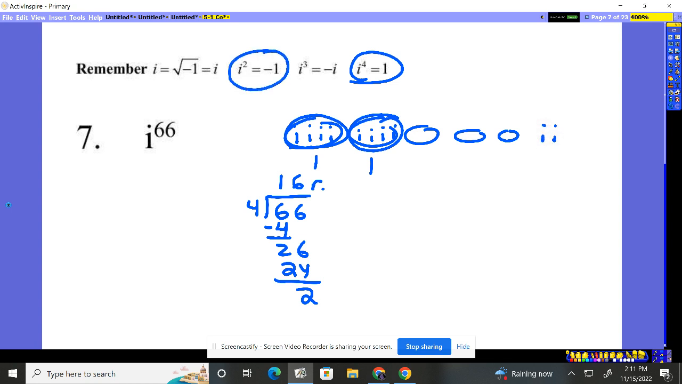i squared is simply worth what? -1. So this is going to be 1 times 1 times 1 times 1 times 1 times this being worth -1. So you get -1 as an answer.